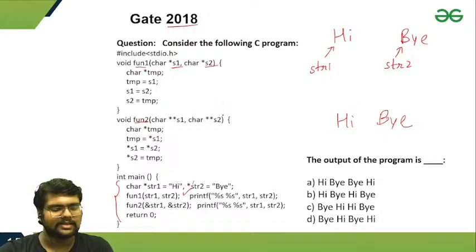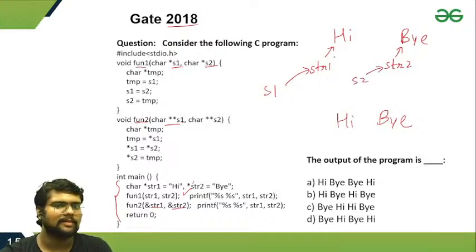Now let's come to our second function, in which, in f2, we are passing the address of s1. So here there is a double pointer. So here s1 is pointing to str1 and s2 is pointing to str2. They are not pointing to hi and bye, they are pointing to str1 and str2.